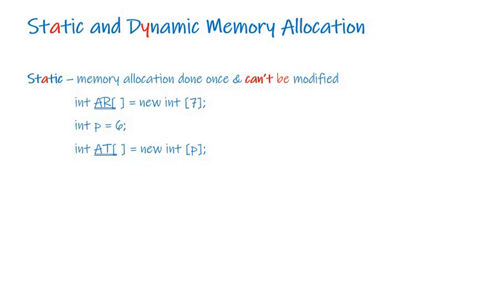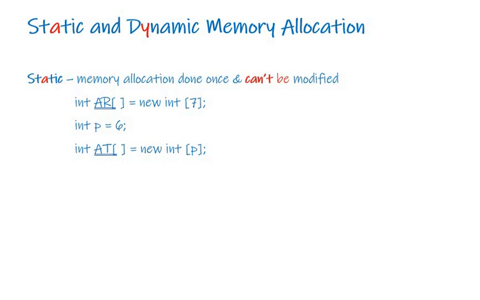Now, if you look at this program code, you will see two arrays are getting declared. The first one's name is AR, which is getting size 7 directly. Now, once this allocation in AR is done, I cannot expand the memory size. That means I can't make it anything more than a 7 cell array.